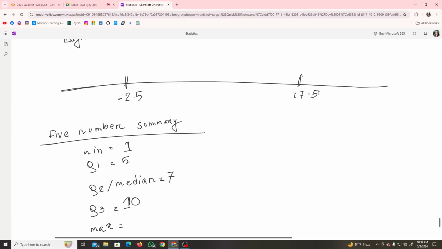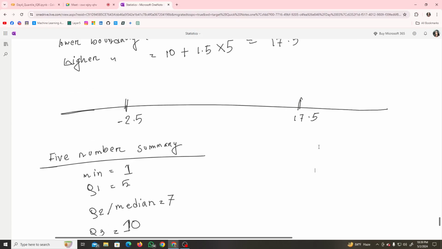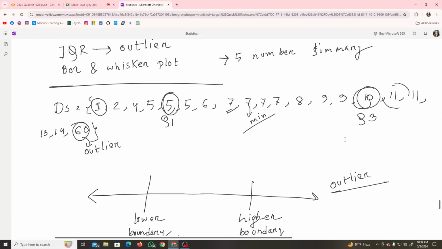The upper boundary is 17.5. So what can be the maximum value? Any idea?